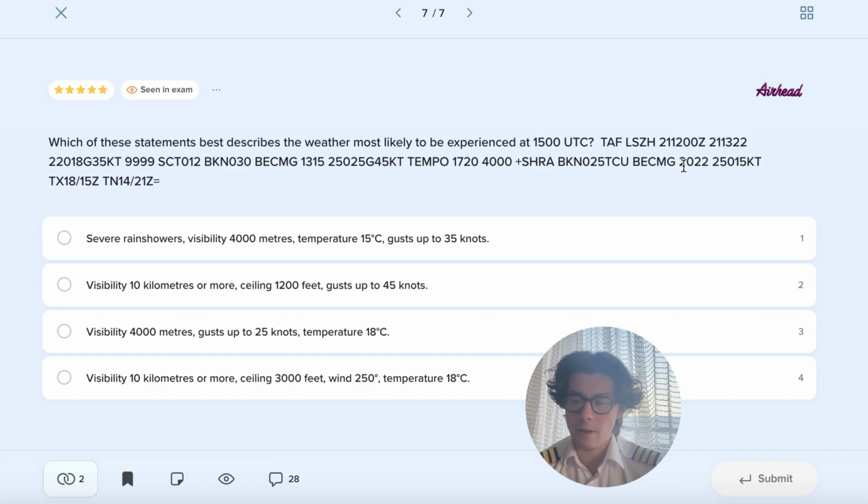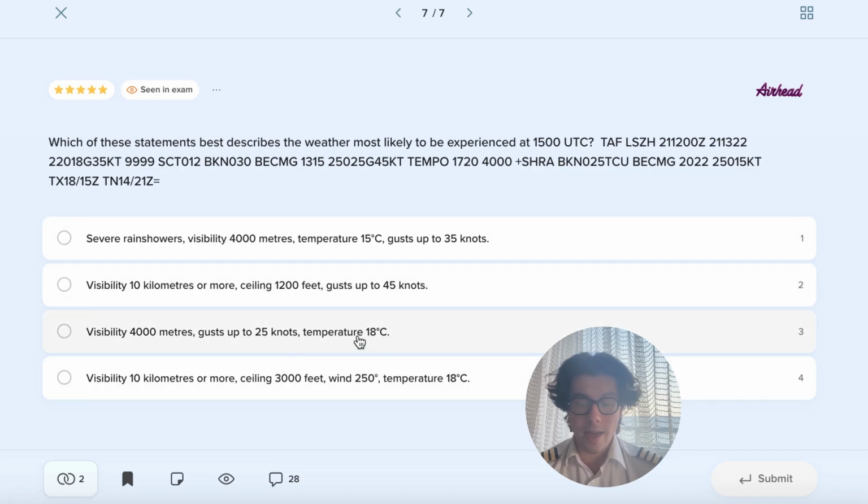And then at the end of the day, between 20 and 22 UTC, we will have a bit of a lowered wind. You also have the TX and TN groups at the end. TX means the maximum temperature, which will be seen at 15 Zulu, and TN the minimum temperature that day, which will be 14 degrees at 21 Zulu. So now looking at all the possible answers for 15 UTC, the first thing that pops into your head is the temperature. Of course, at 15 Zulu, we're expecting 18 degrees.